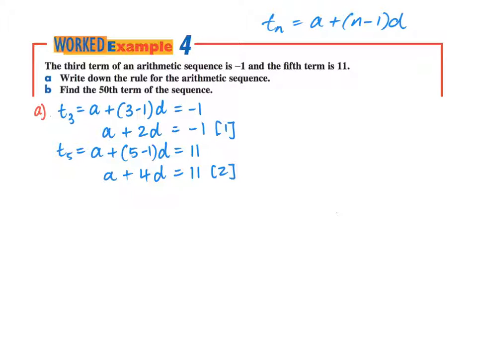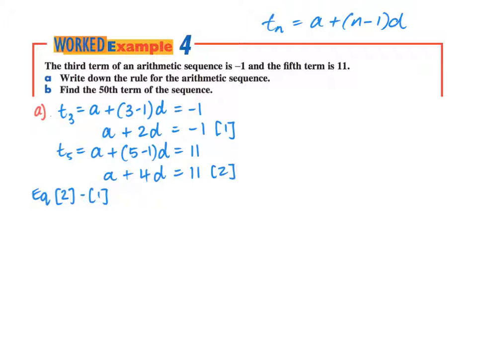Okay, from this point we can see that we have two variables that we need to find, and we can use simultaneous equations to find these two variables. So we're going to take equation 2 and minus it by equation 1. In doing that, you'll notice that our a values will knock out if we do equation 2 minus equation 1, and it would be 4d minus 2d and 11 minus -1.